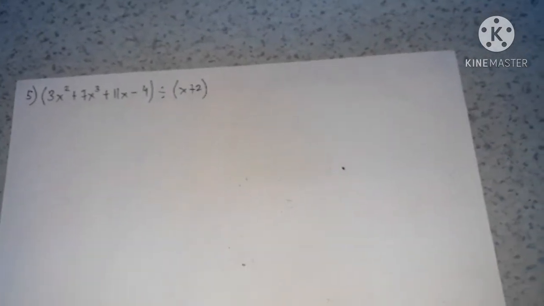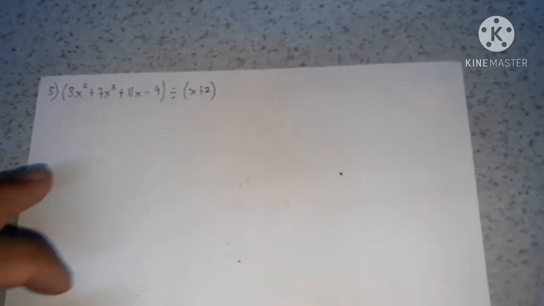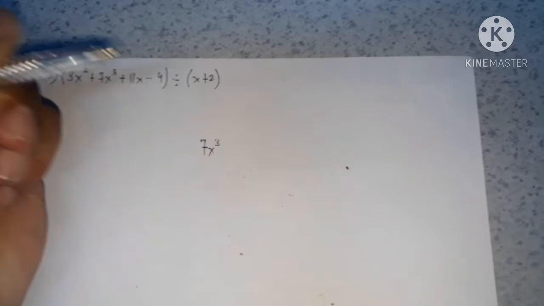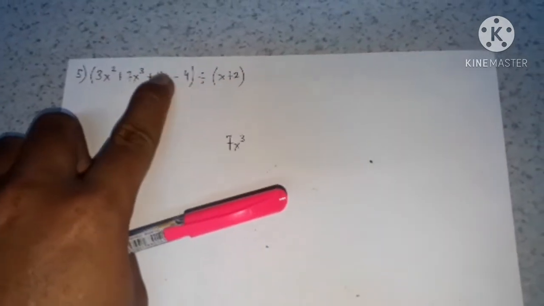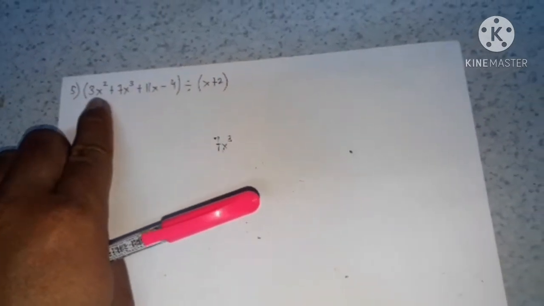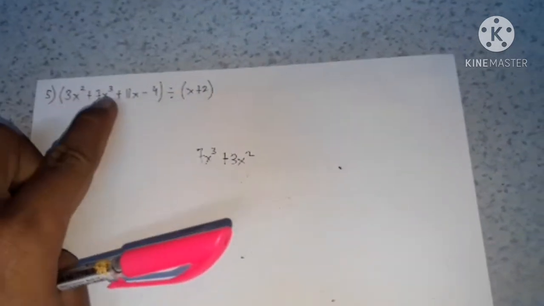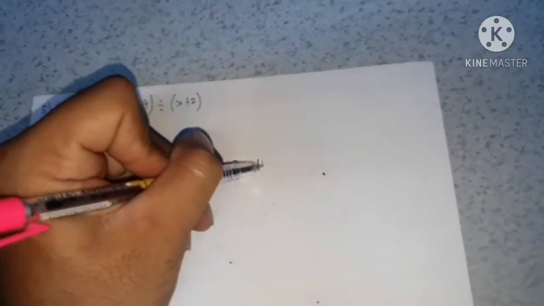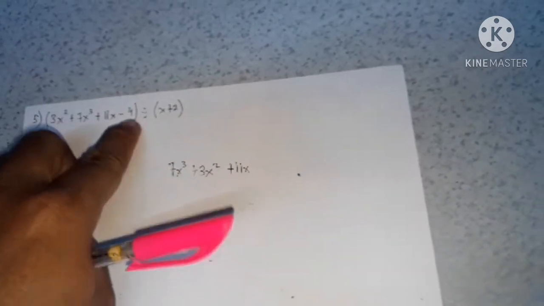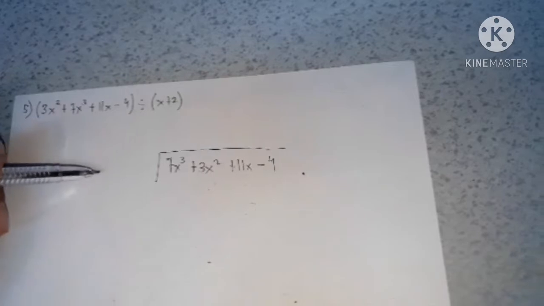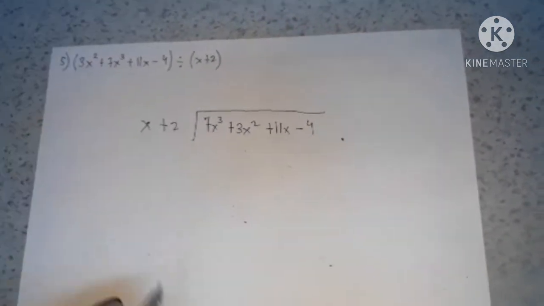Kaunaan natin isusulat ay yung term na may pinakamataas na exponent, and then papunta dun sa term na may pinakamababang exponent. So, ang kaunahan is 7x cubed. Pinakamataas yung exponent niya. And then followed by 3x squared. And then followed by positive 11x. And then followed by the constant term, which is negative 4. So divided by x plus 2.